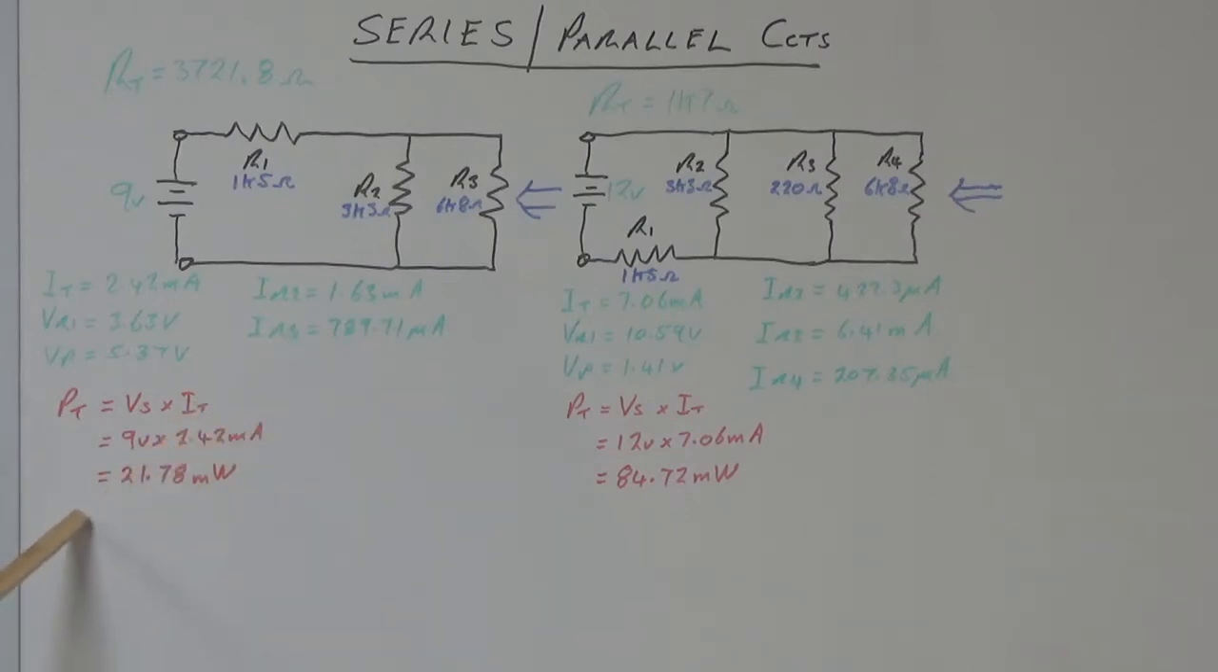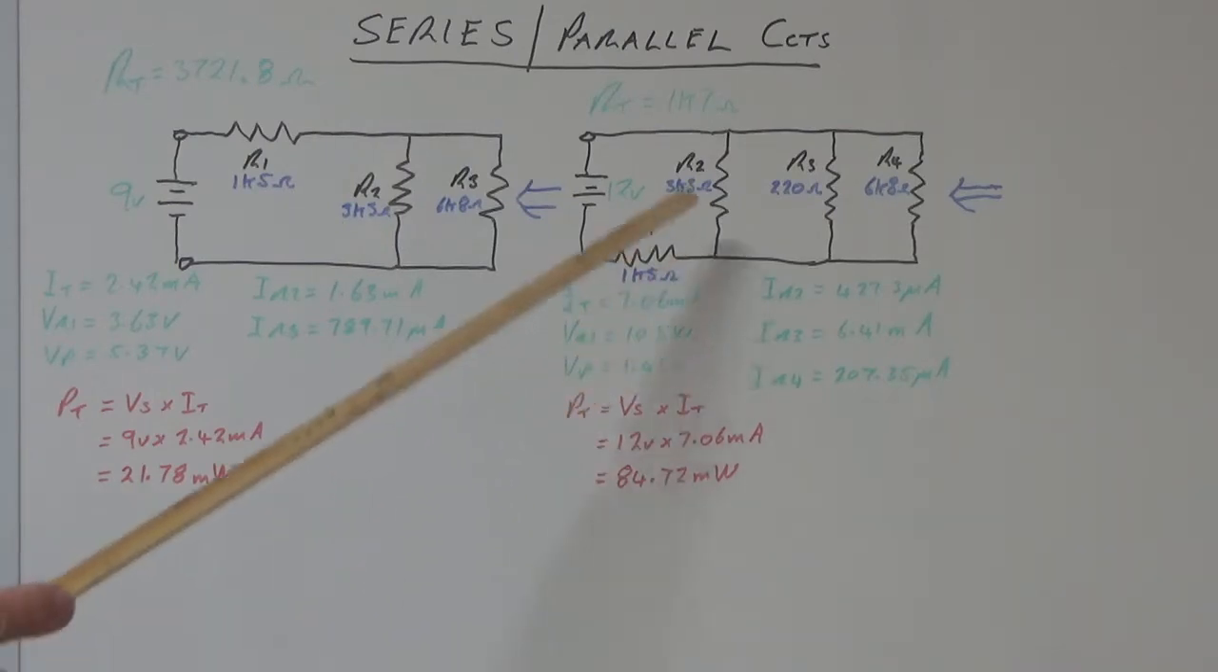Now the first thing we've calculated here is the total power of the circuit. Your total power is your supply voltage times your total current. So we've got a 9 volt supply. We know we're drawing 2.42 milliamps of current. So the power usage of the circuit is 21.78 milliwatts of power.